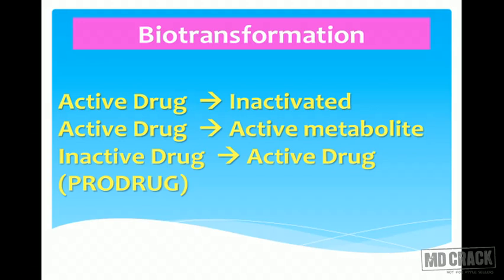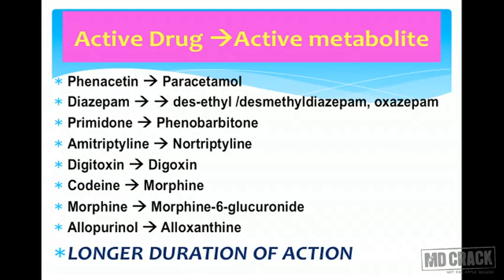What can happen to the drugs? Suppose a drug is active, it will get inactivated, that's one. Secondly, an active drug can form another active substance, getting converted into an active metabolite, or sometimes you give a pro-drug, meaning an inactive drug, and that gets converted into an active substance. Let's have an example of an active drug getting converted into an active metabolite.